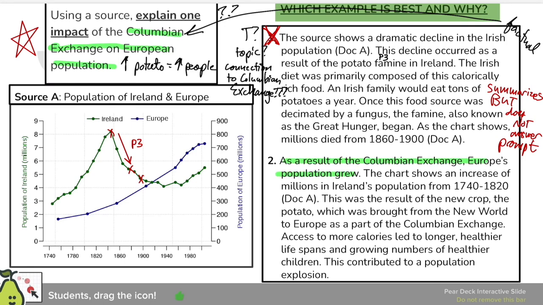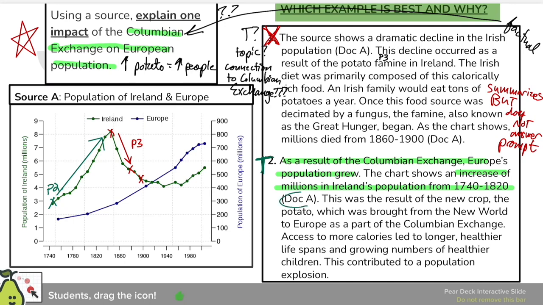Look at that topic sentence. They are telling me, the reader, that one of the effects was an increase in population in Europe, and that the rest of my paragraph is going to be spent backing up that claim with evidence. Outside evidence from outside the document, but also using the document itself. The chart shows an increase of millions in Ireland's population from 1740 to 1820. Now, this isn't quoting from the document because there isn't anything to quote. You just got to give me the numbers.